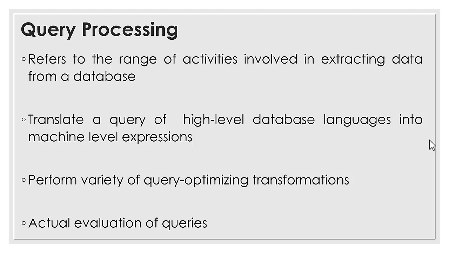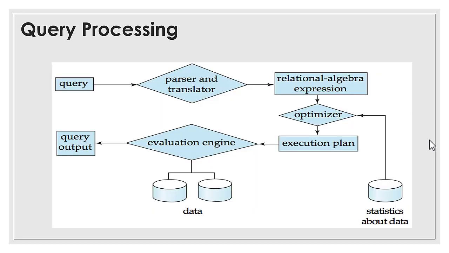So that can be represented in this diagram. We write the query and our query will first go to the parser and translator unit. The parser and translator unit converts the query into a machine-understandable relational algebra expression. Now, it not only generates one single relational algebra expression, but several relational algebra expressions. Not only that, it generates several execution plans.